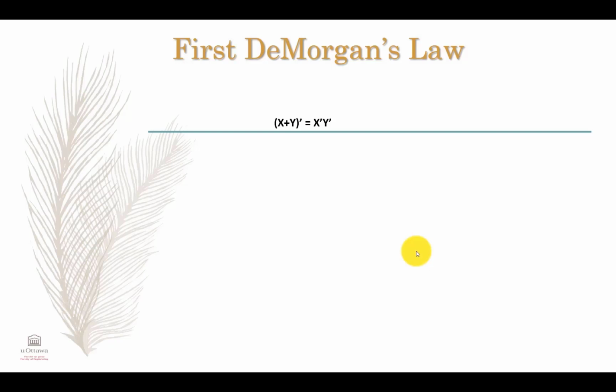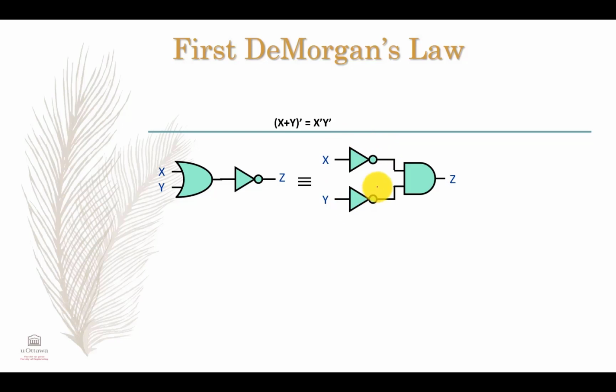One of the most important algebraic laws is called DeMorgan's. The first DeMorgan law stipulates that the complement of the sum is equal to the product of the complements. So what do I mean by that? If I have two inputs and I OR them together, then I complement the result in Z. That is equal to if I inverted X and inverted Y and then ANDed them together.